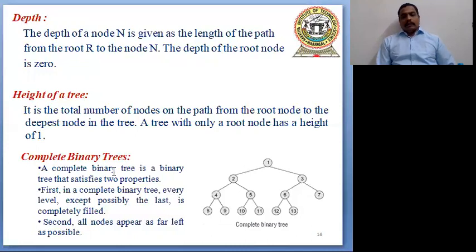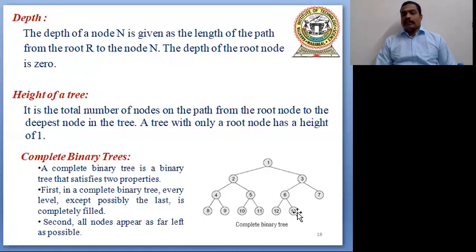And complete binary tree. What is a complete binary tree? A complete binary tree is a binary tree that satisfies two properties. First one, in a complete binary tree, every level except possibly the last is completely filled. What is completely filled means? Each node must have two children. Okay. Level 0 has one node, level 1 has two nodes, level 2 has 4 nodes.